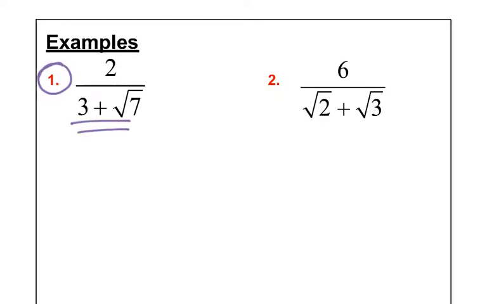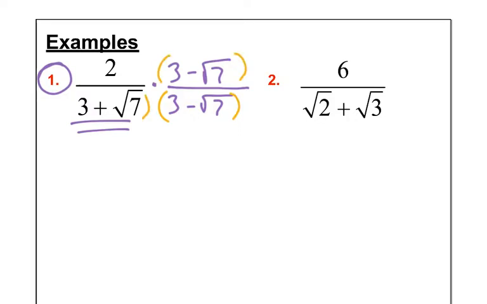Let's multiply by the conjugate. So the conjugate of 3 plus root 7 should be 3 minus root 7. But remember, same rules apply. If you multiply that in the bottom, you have to even it out by multiplying on the top, same thing. Okay, now I'll show again the steps.